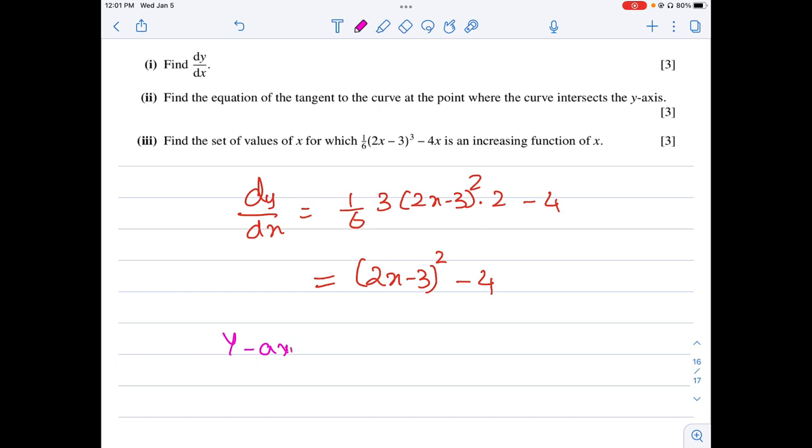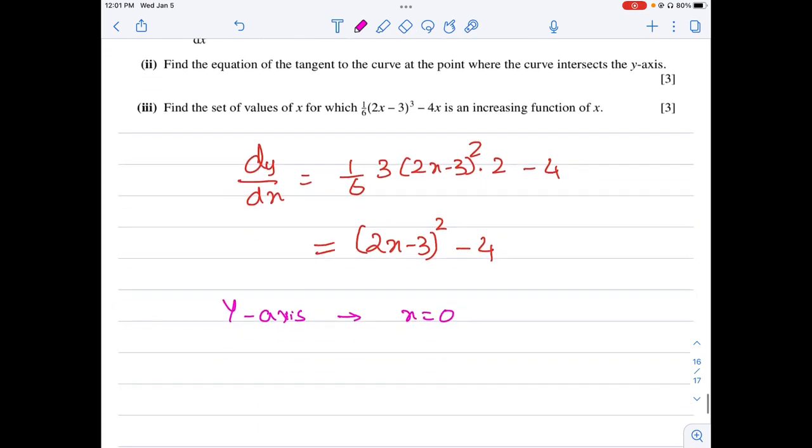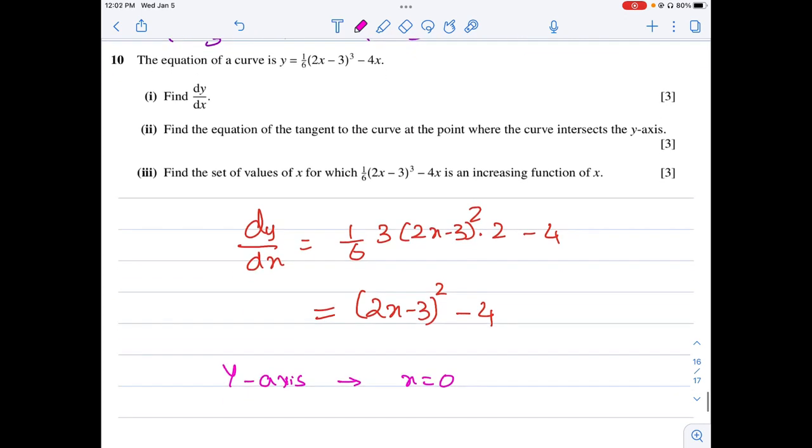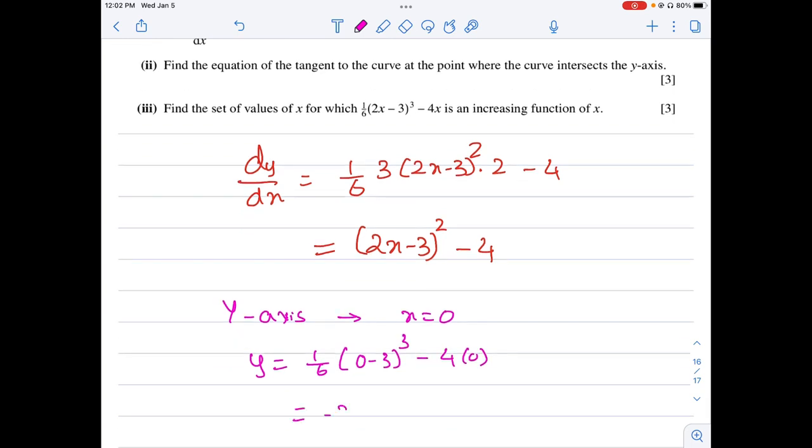Part 2, find the equation of the tangent when it crosses the y-axis. Y-axis means x is equal to 0. So plug in x is equal to 0 in the equation of the curve. So y is equal to 1 upon 6, (0 minus 3) whole cube minus 4 times 0, which becomes minus 27 upon 6, which is minus 9 upon 2. Now the point is 0 comma negative 9 upon 2.